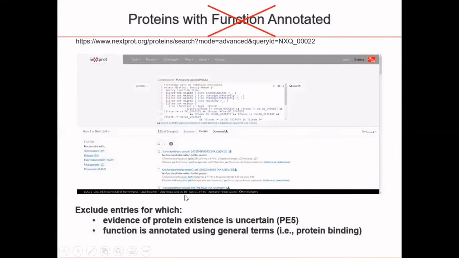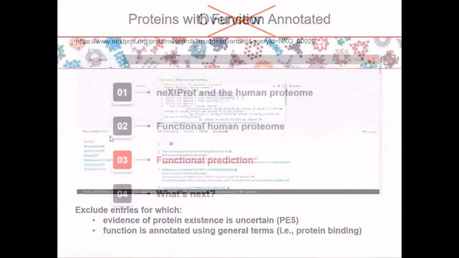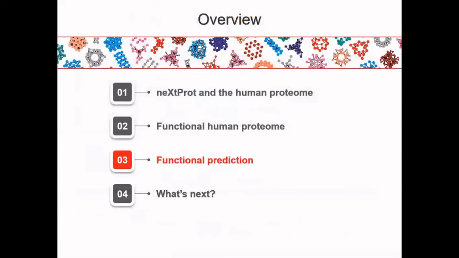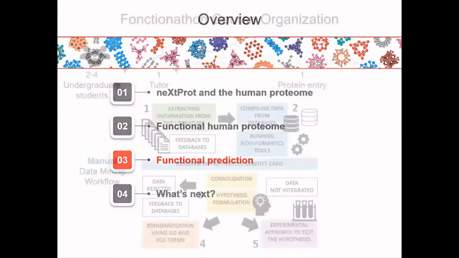Now, to look at how many proteins do not have a function associated, we have this SPARQL query, query 22, in which we exclude proteins which are PE5, and we also exclude those which have annotations to very general Gene Ontology terms, i.e. protein binding. And we see that there are 1,669 such entries in NextProt. So let's try and predict the function for some of these proteins.